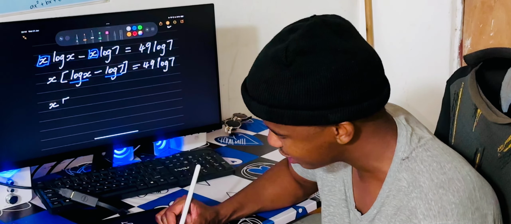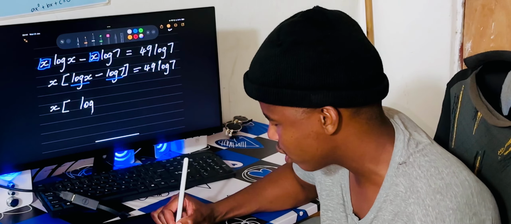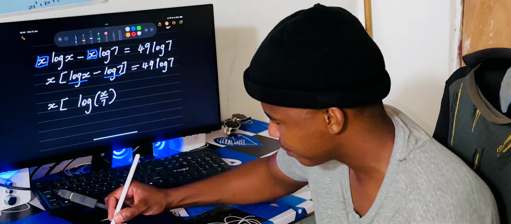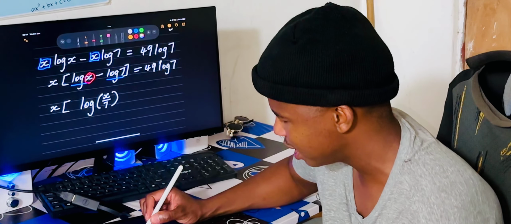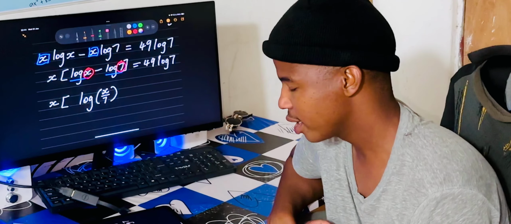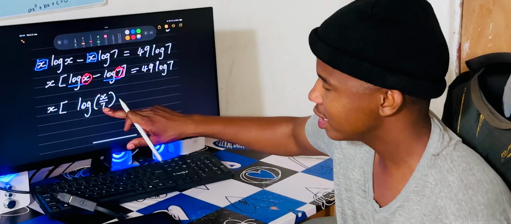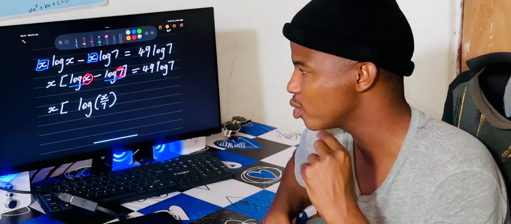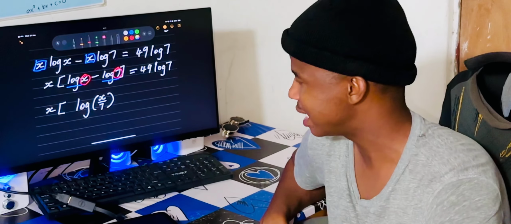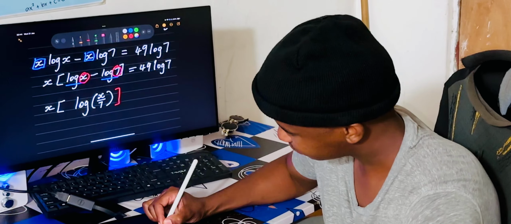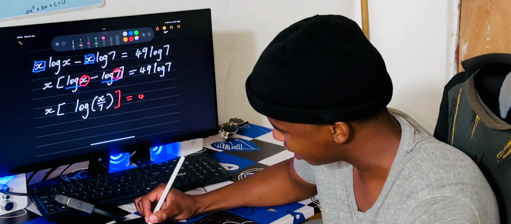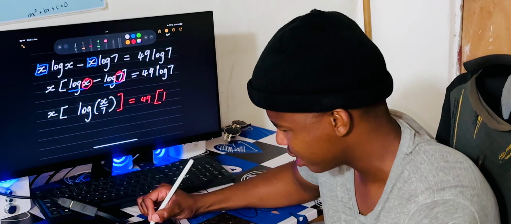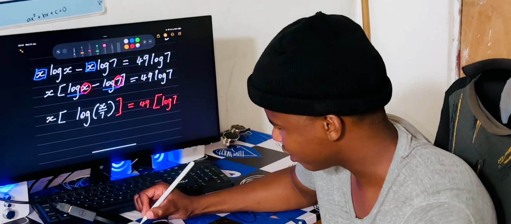Outside the bracket I have x. Here I'm going to have log the quotient of the numerator and the denominator. So this guy was the numerator, this guy was the denominator. The logarithm of a quotient is equal to the difference of log of the numerator and the denominator. Okay, which is equal to 49, and then I can put brackets here, log of 7.